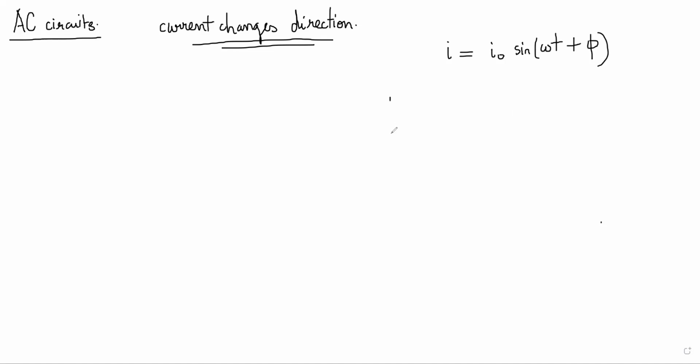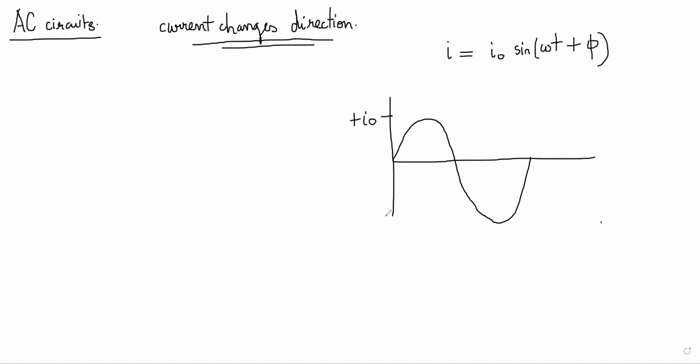So it's a sine curve, and you have current going from plus I naught to minus I naught. And for one time period, half the time it is positive and half the time it is negative, right? Now, this sort of situation comes because of the way it is generated.